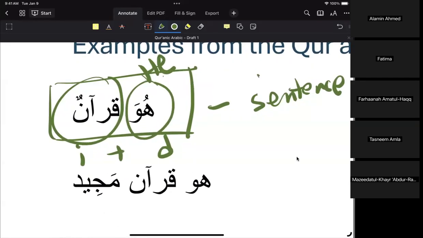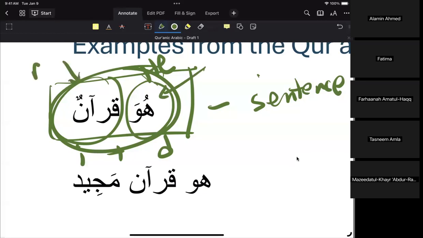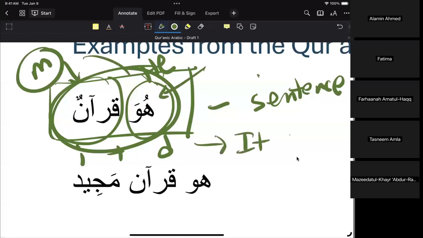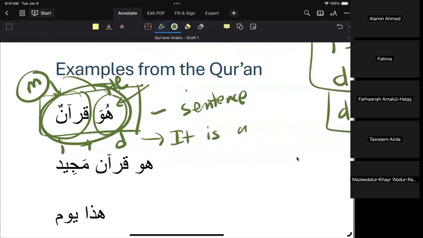Now the question comes, how would you translate this one? You say he is Quran. Now you have to remember another rule that I mentioned. Huwa, in Arabic, we don't have "it", right? So we have to use one of the pronouns for that particular gender. So the Quran is masculine, so we have to use the masculine pronoun. So we say huwa. But when we translate in English, we have to say it is a Quran.